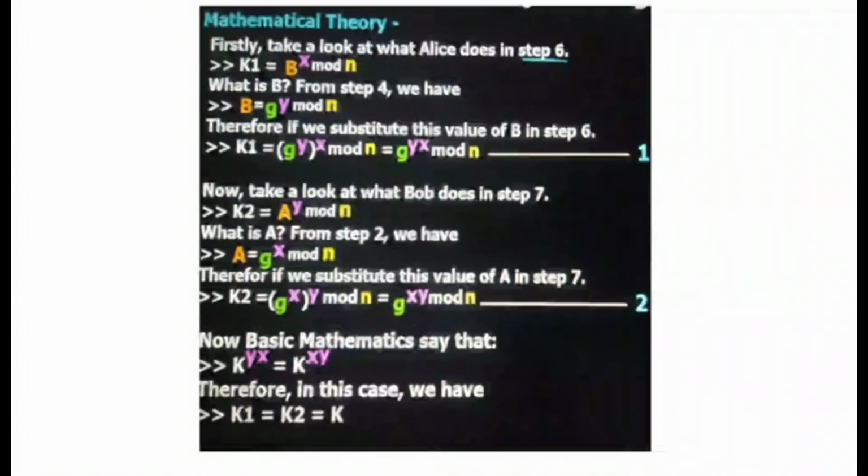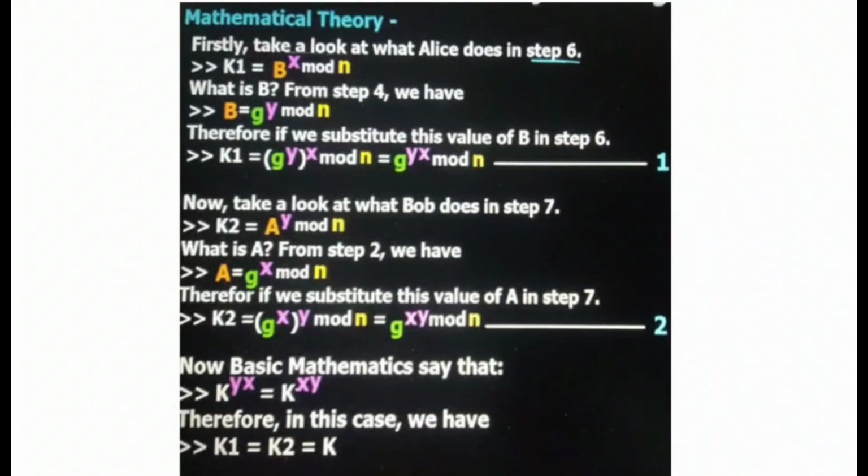And here we have the mathematical theory. First, what Alice does in the sixth step: K1 is equal to B raised to X mod n. And what is B? From step 4, B is equal to G raised to Y mod n. Therefore we substitute this value of B in step 6. In step 6, K1 is equal to G raised to Y, to the power X, mod n, which is equal to G raised to XY mod n. That will be the first one.